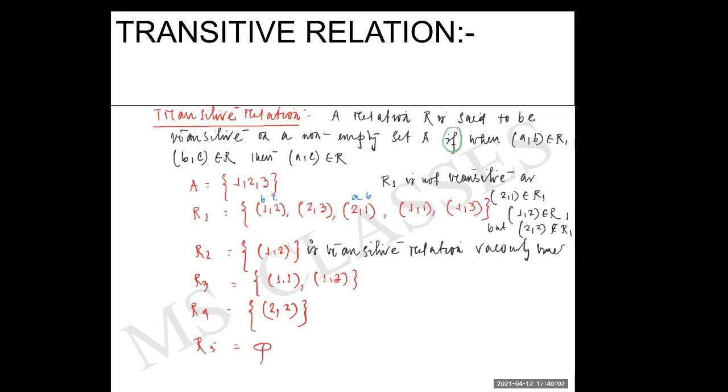Now come to this one. R3: (1, 1), (1, 2). It is transitive. Why? You see, (A, B) is there, (B, C) is there. What you need for (A, C) is (1, 2), and that is present. Here you can say that when (1, 1) belongs to R3 and (1, 2) belongs to R3, then (1, 2) belongs to R3. Therefore, R3 is transitive on A.